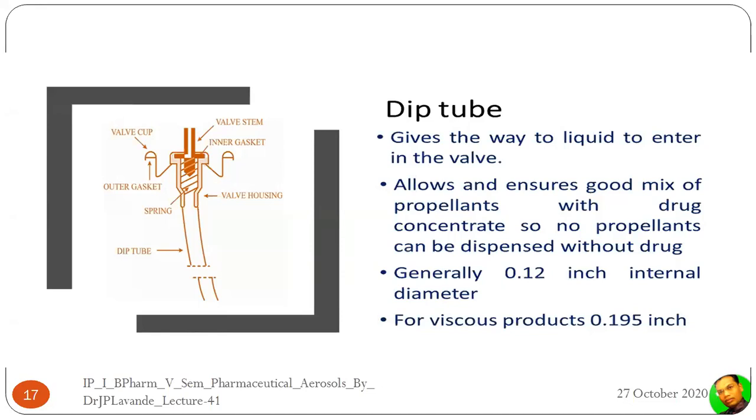Otherwise the desired therapeutic or intended effect may not be achieved. You might have seen in most of the advertisements, right? How they used to advertise the gas wala deo, isn't it? There is no perfume, there is no deo, but there is simply the gas, right? So they take this as their USP and they sell their product. Generally 0.12 inch is the internal diameter for the dip tube, and for viscous product it is increased from 0.12 to 0.195 inch.